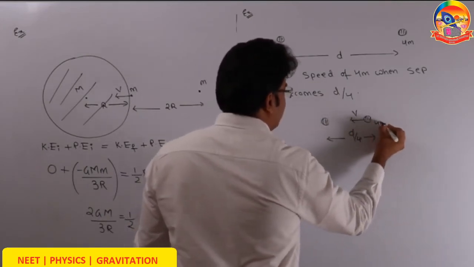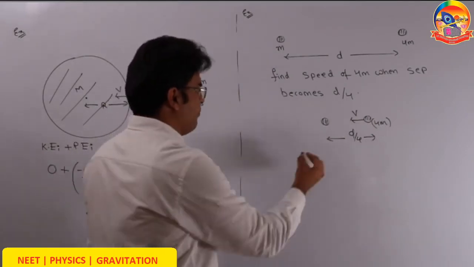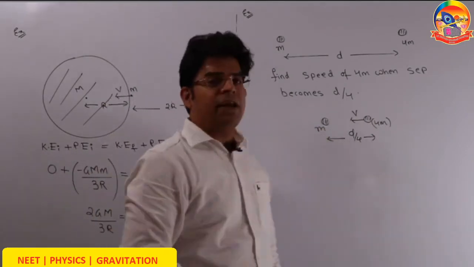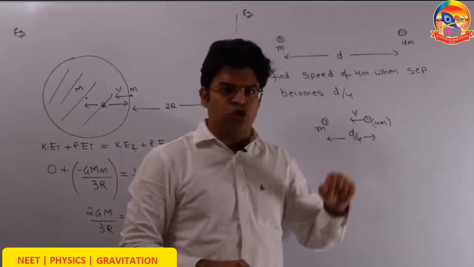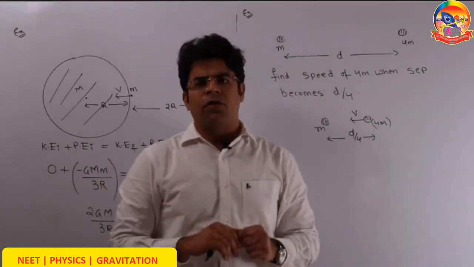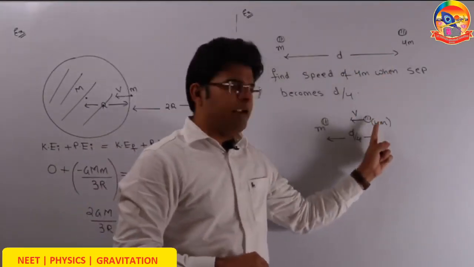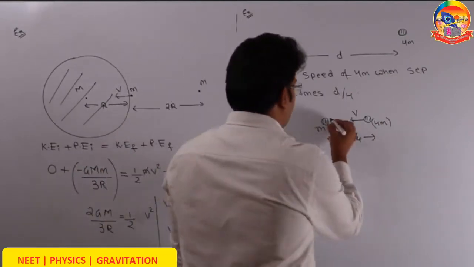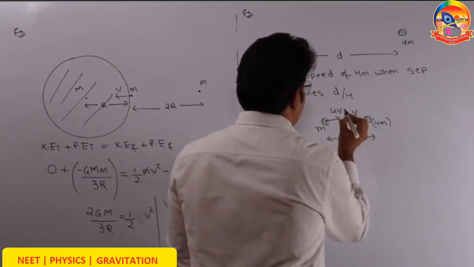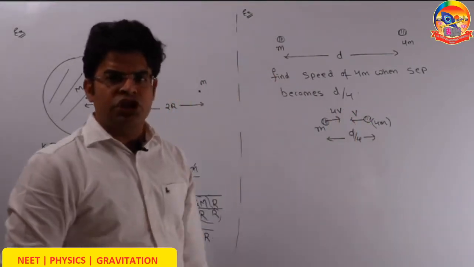Now you have to think here, if the speed of 4m is v, what has to be the speed of m? How do I know? From momentum conservation. There is no external force acting on the system of these two particles. So the net momentum of the system has to be 0. Since this mass 4m attains a speed v towards left, this mass m must attain a speed 4v towards right. So when we add up their momentum, 4mv towards right, 4mv towards left becomes 0.